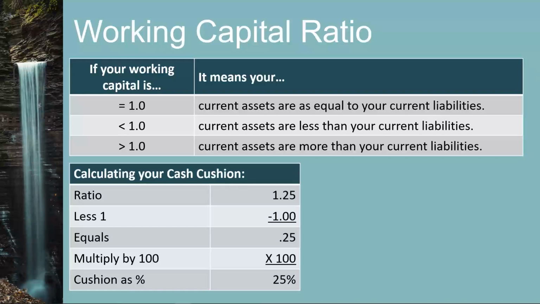The amount the ratio is above 1 tells you the cushion that you have above your current assets equaling your current liabilities. You just take the amount above 1, multiply it by 100, and that's the percent cushion I have. So, if I tell you that my current ratio is 1.25, you instantly know I have enough current assets to cover my current liabilities plus a 25% cushion.